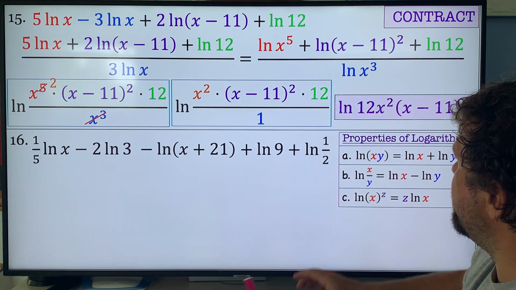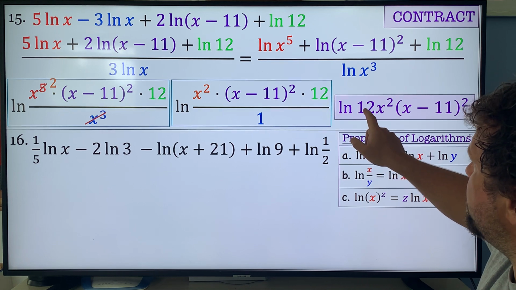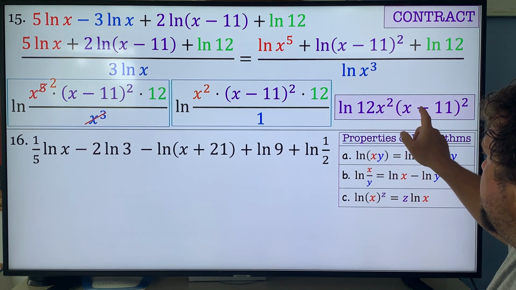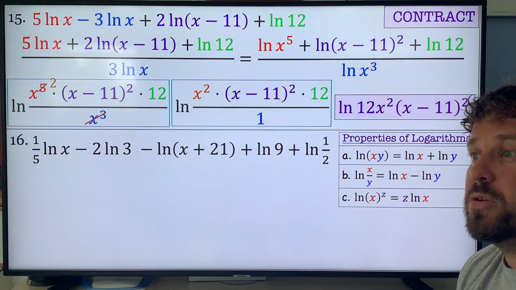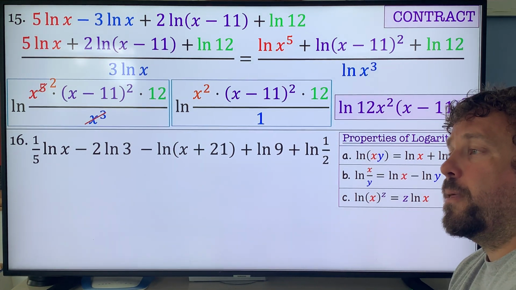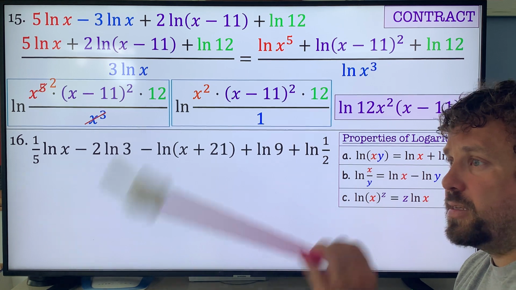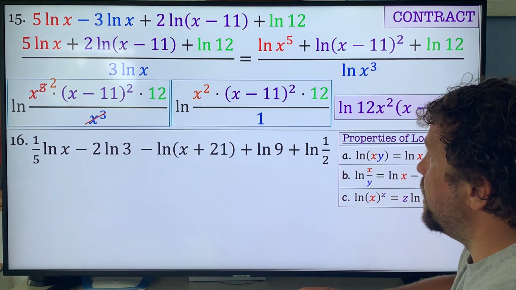You don't want to divide things by 1 though. So like I said previously, put the 12 first, x squared, x minus 11 squared. You could reorganize them whenever you want, but always you want to put your coefficient first, followed by descending order of variables. Got it?